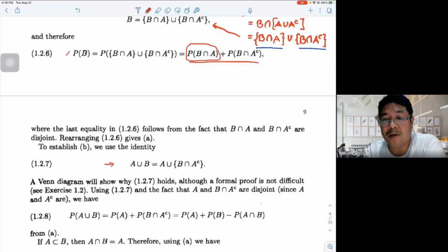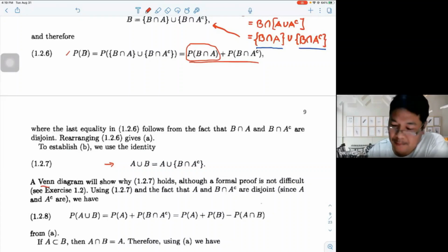So as I have said, we can use our definition for showing the equality of two sets, or we can make use of a Venn diagram. It says here, no? A Venn diagram will show why these two expressions are equal. But we can show the formal proof for that. We can also start with this.